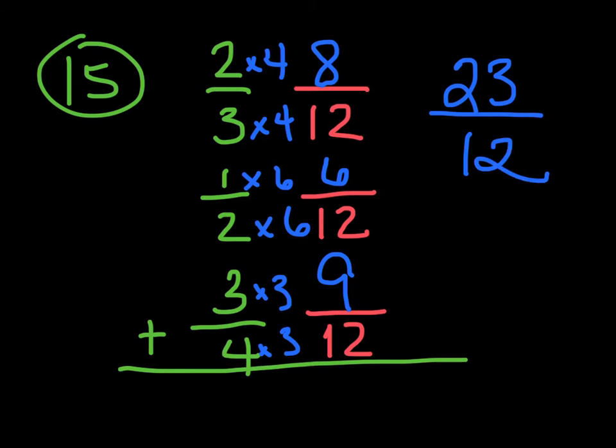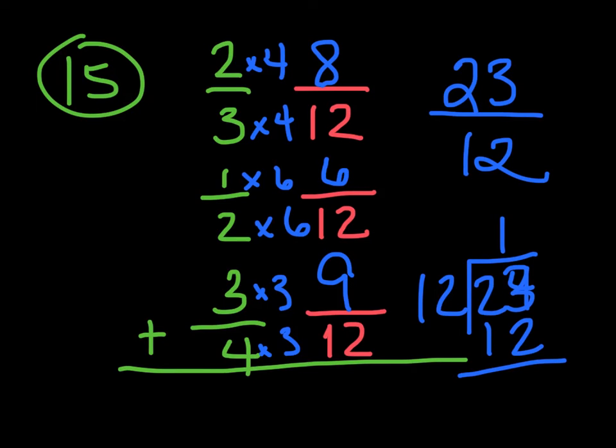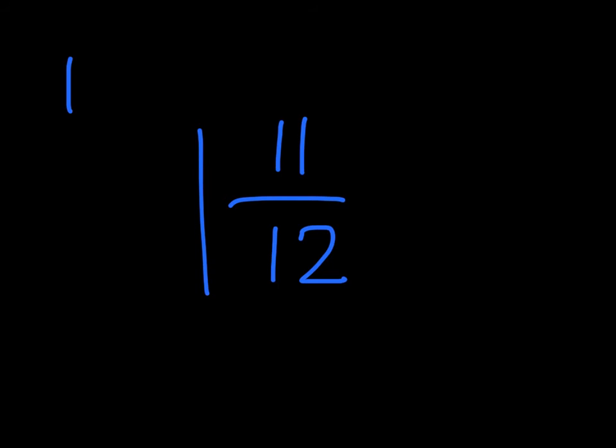as my answer. And then I just want to divide that. Oops, 23 over 12. And it looks like it's going to give me 1 and 11 over 12. So my final answer is going to be 1 and 11 over 12 for number 15.